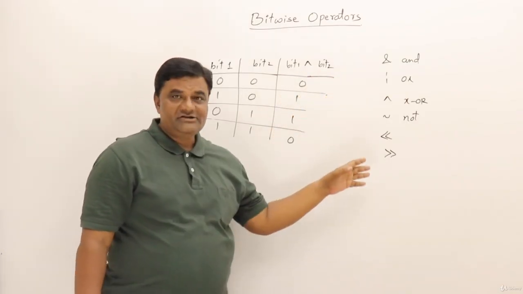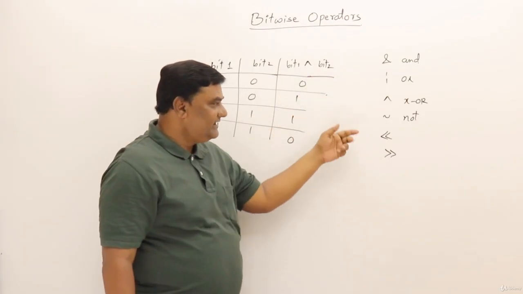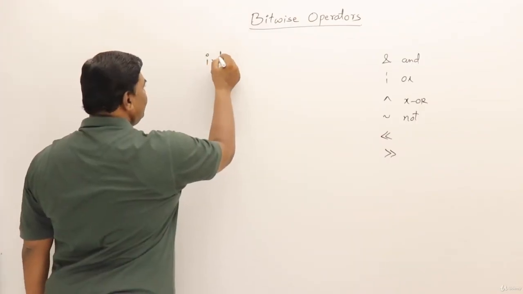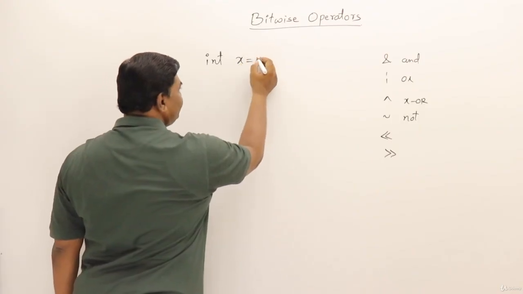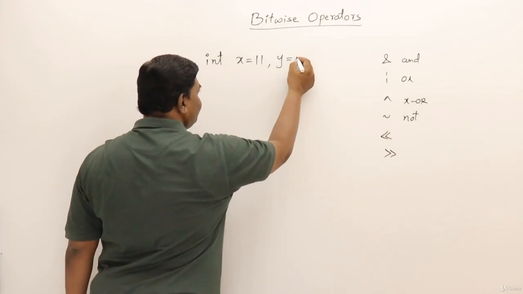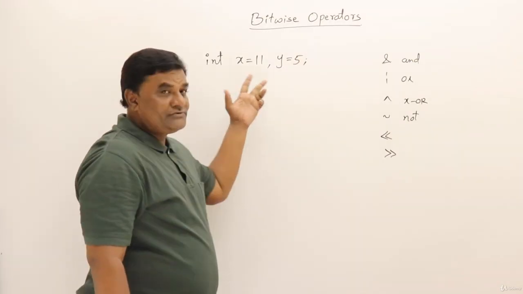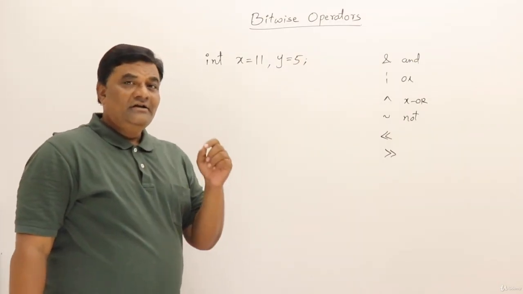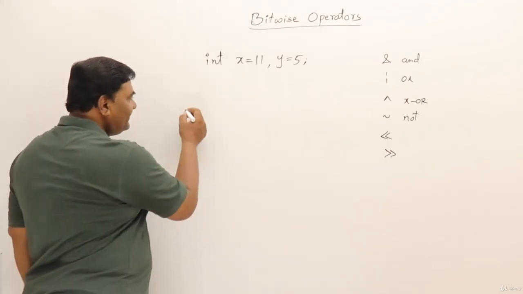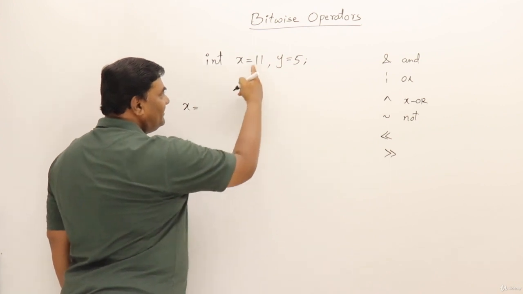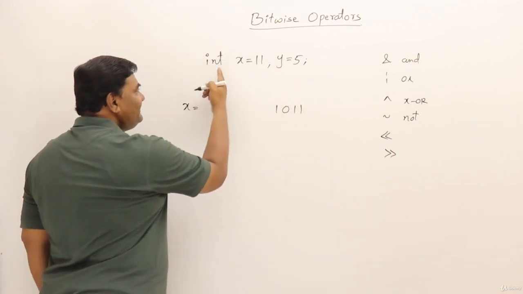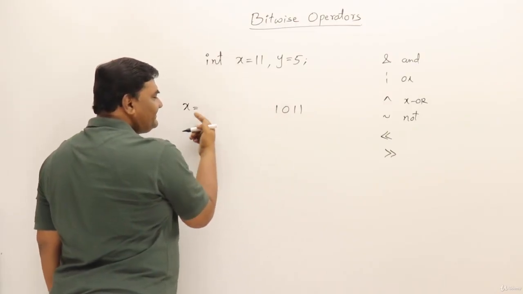Let us learn all these operations by using examples. While explaining that, I'll also explain the shift operations. Suppose I have integer variable x with the value 11 and y with the value 5. Now these two integer variables I have taken, we know that these numbers are actually stored in binary form. So what will be the value of x in binary form? 11 means 1011. If I say an integer takes 2 bytes, then it will be a total of 16 bits.